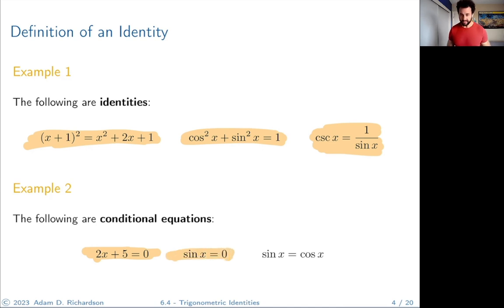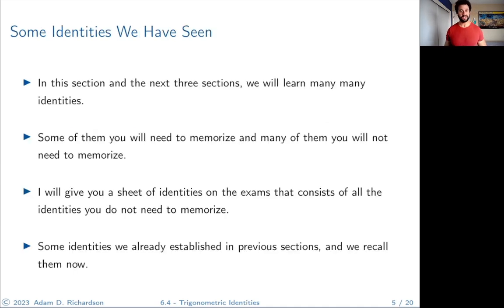Same thing with this, right? Sine of x equals 0. That's not an identity because sine of x is not identically equal to 0. It is equal to 0 for some values of x, right? Some values, but not every value. And then same thing here, sine of x equals cosine of x. Again, this is not true for every x value because sine and cosine are not the same thing. So this is a conditional equation, and it only holds true for some values of x. And that's the difference between an identity and a conditional equation. All right, so like I'd mentioned at the very beginning of this video, in the next 3 sections and this section, we're going to learn many identities.